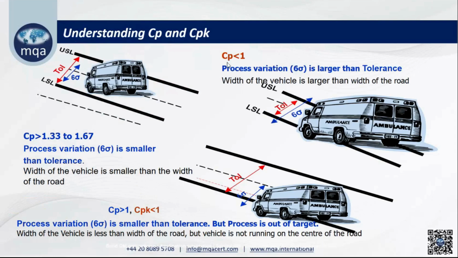Now here process capability is less than 1. So the width of the road is less than the width of the bus, and the bus will not be able to run properly. The third one is where tolerance is equal to the bus. If the center shifts, the bus will go out of the tolerance. So 3 conditions are shown here. The best condition is if CP is 1.67 or above. For 6 sigma, CP is 2.